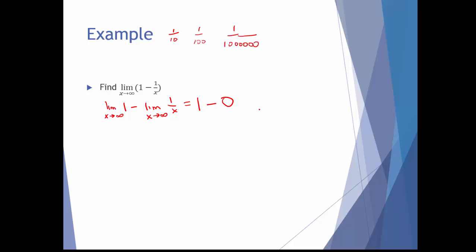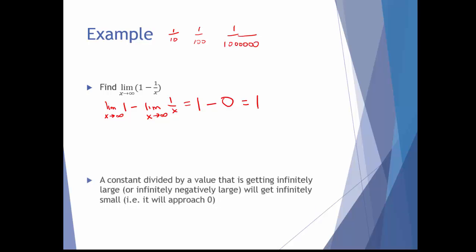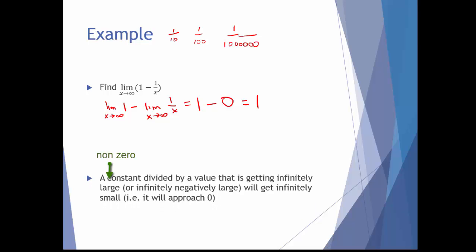Remember, limits are about what happens near infinity. Obviously, we can't actually equal infinity. So when we look at this, what this limit should end up being is 0. So to put that into verbiage, a constant divided by a value that's getting infinitely large or infinitely negatively large will get infinitely small, meaning it will approach 0.